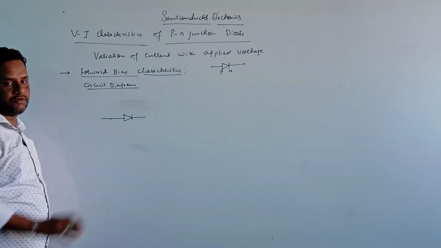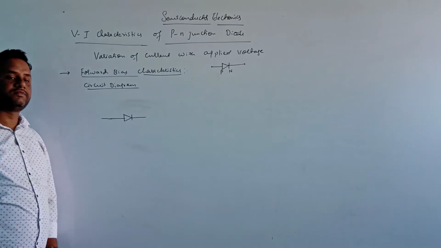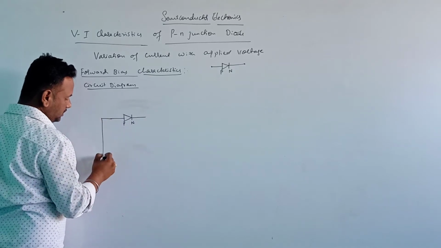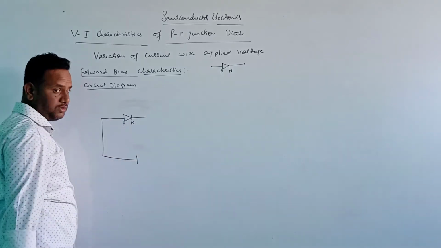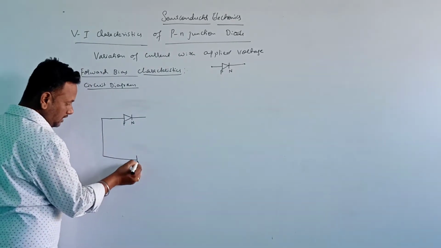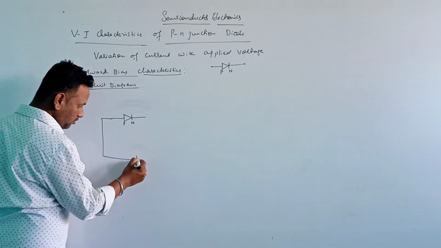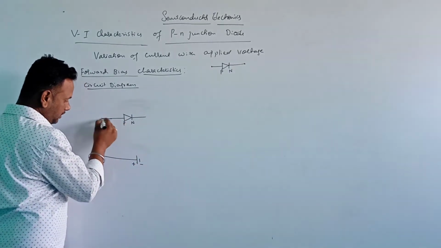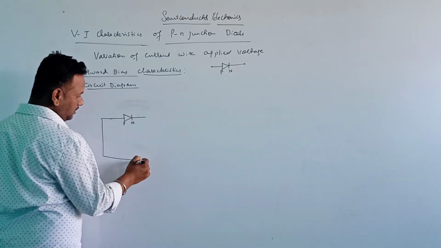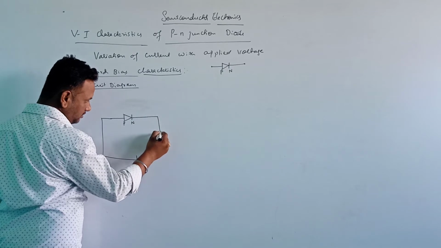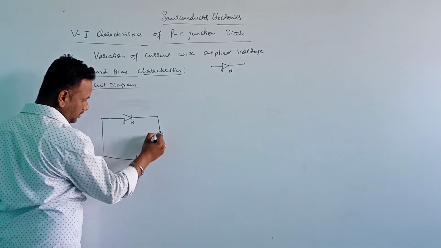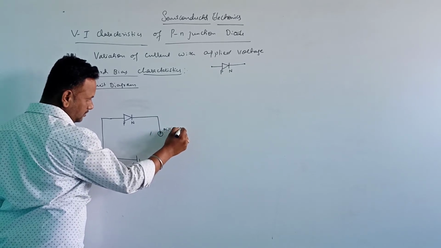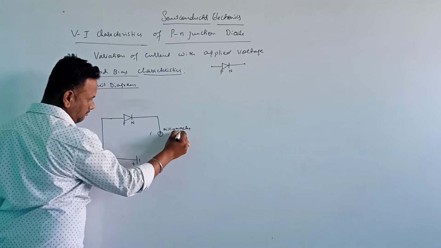And it is under forward bias. When can we say it is forward bias? When the P region is connected to the positive terminal. Always remember that the bigger line indicates positive and the smaller line indicates negative. The P region is connected to the positive terminal and the N region is connected to the negative terminal. Here I am placing a milliammeter.